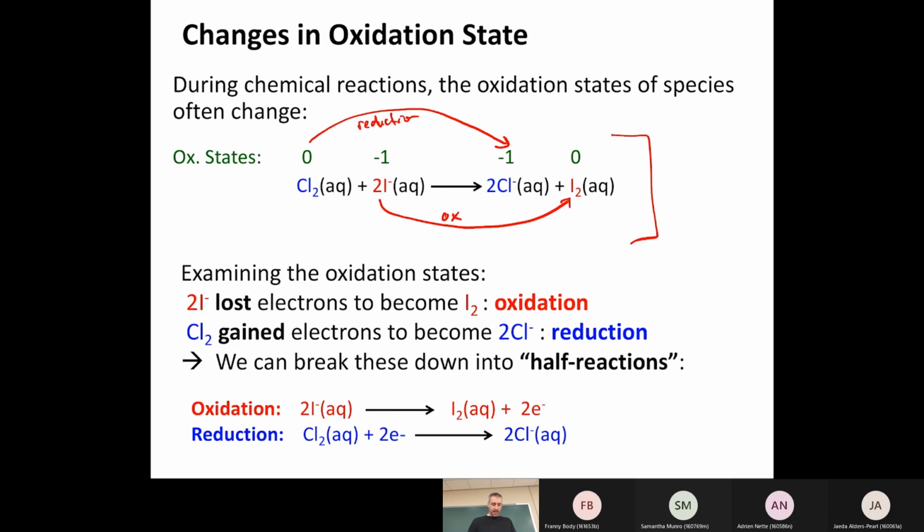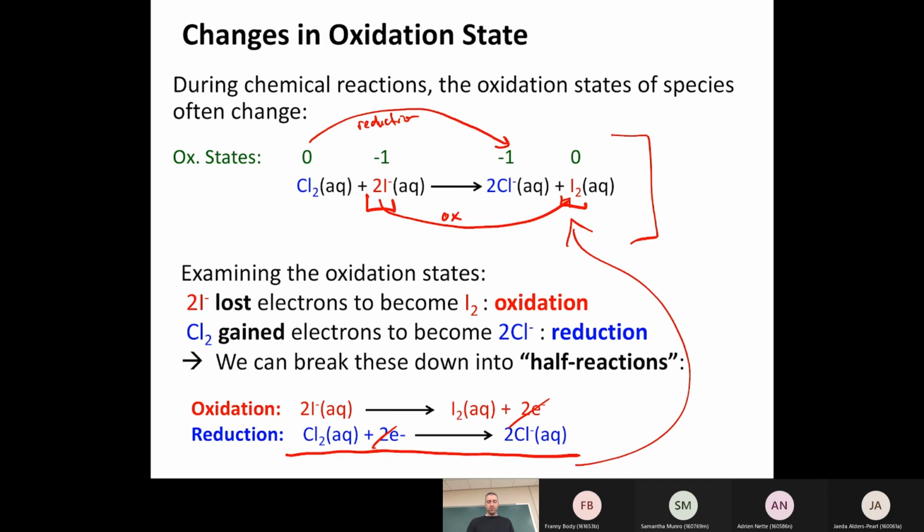So we could say that the iodine one, you have 2 iodides, and they are going to make I2, plus 2 electrons, which are liberated. So it's losing those 2 electrons. The chlorine reacts with 2 electrons to make 2 chlorides. And you can see if you took those 2 reactions and added them together, canceled the electrons, you would just get your overall reaction that you see up there.